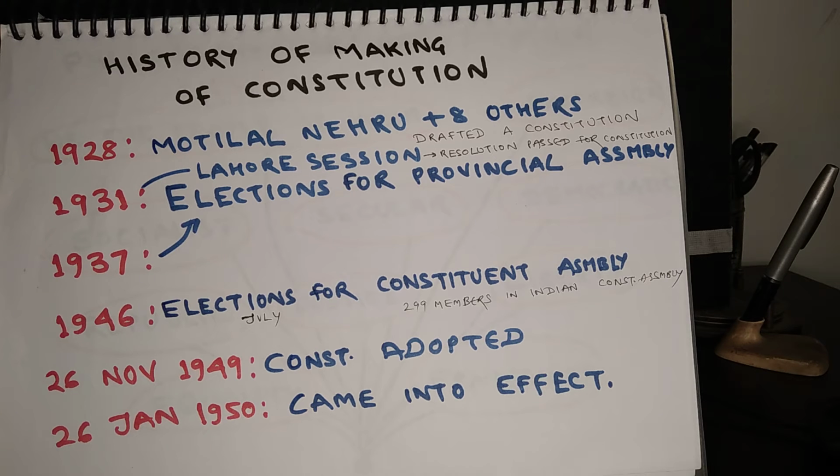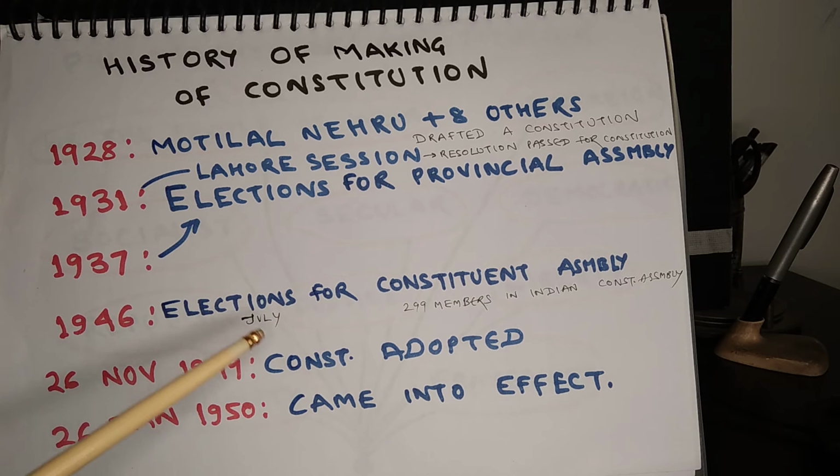Then in 1946, in the month of July, elections for the Constituent Assembly were held. In these elections, the members of the Constituent Assembly were not directly elected by the people, rather they were elected by the members of the Provincial Assembly. So it was an indirect election, but since the various provinces participated in these elections, we can say that the Constituent Assembly got representation from every part of India, from every section of society.